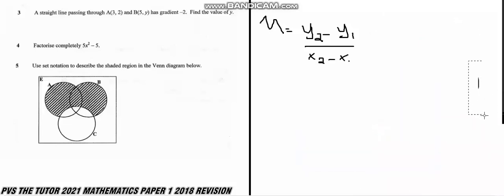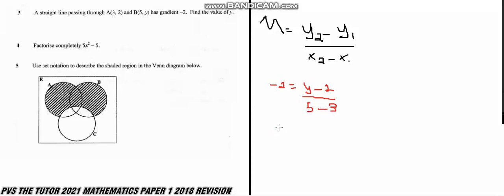So let's get rid of this. So therefore, M is gradient. We have been given that gradient is negative in this case. So I'm going to put -2 is equal to y2. Y2 is the same y there, you can see, minus y1 is 2. Y1 is 2 over x2 is 5. So x2 is 5 minus x1 is 3. So x1 is 3.